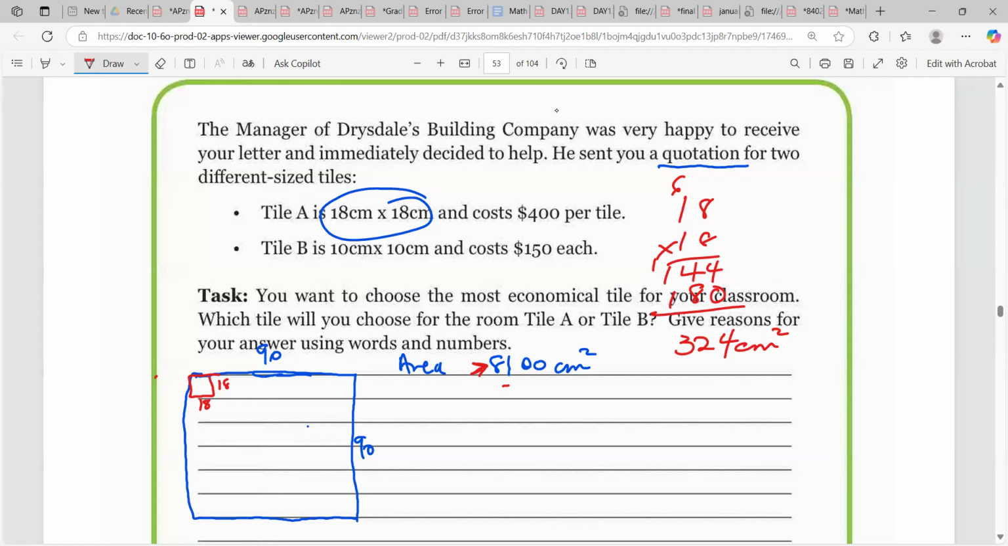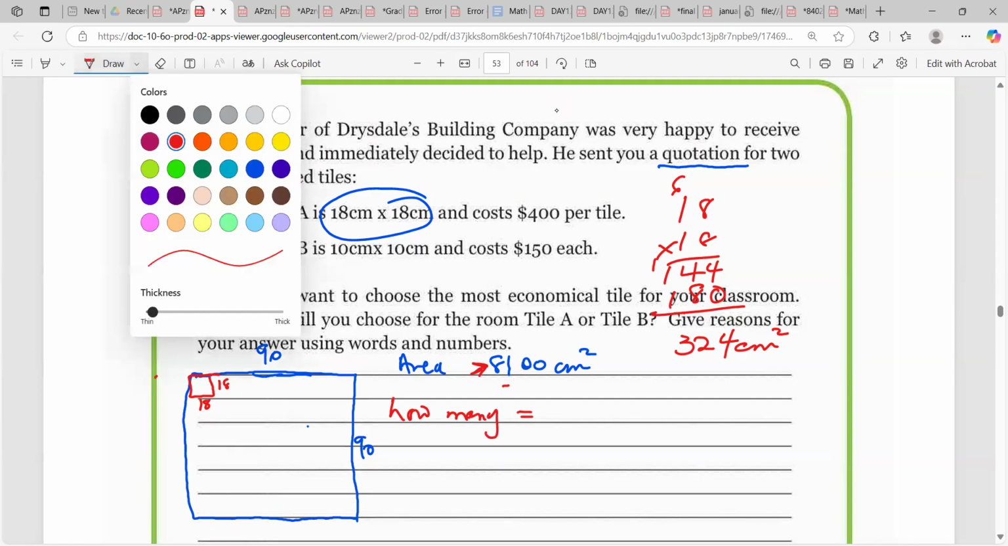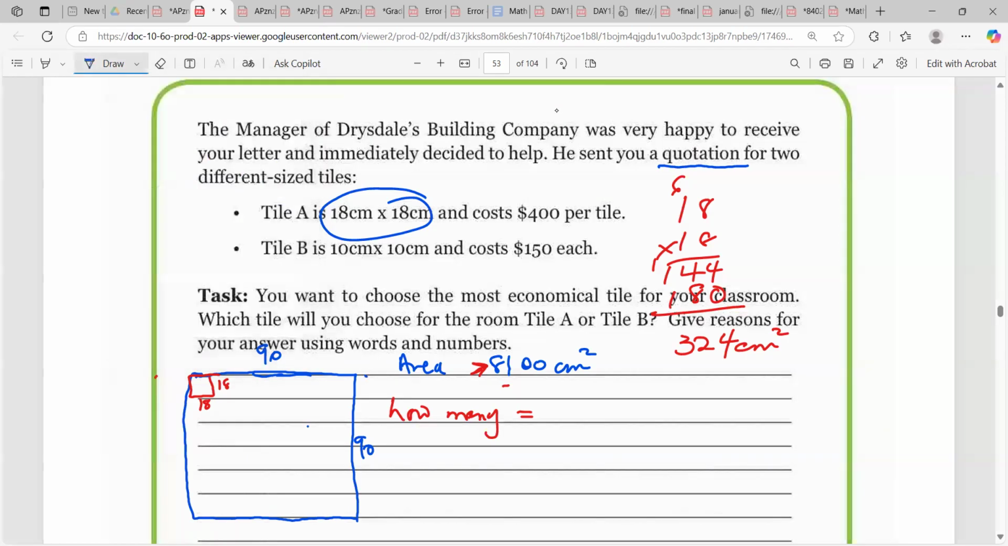How could we find how many we need? How would we know how many we need? What's the next step? Sir, my battery died on my phone. All right, let me repeat the question. We know that the area of the room is 8100, and we know that one tile has an area of 324 centimeters squared. How do we find out how many of these tiles are needed?